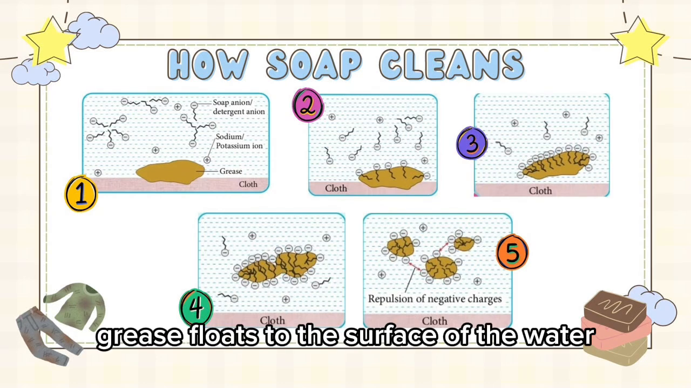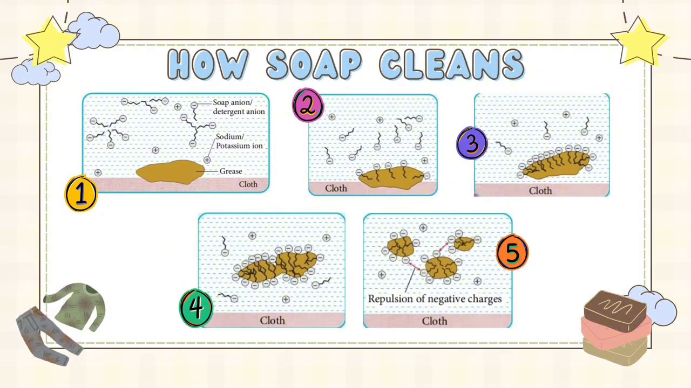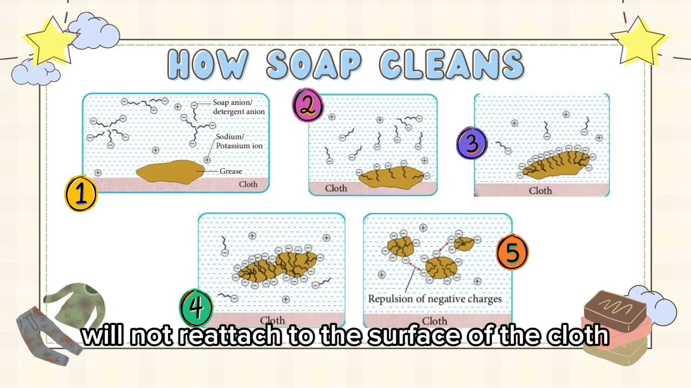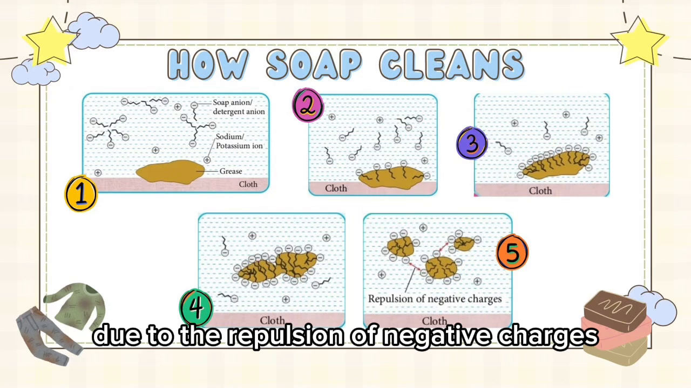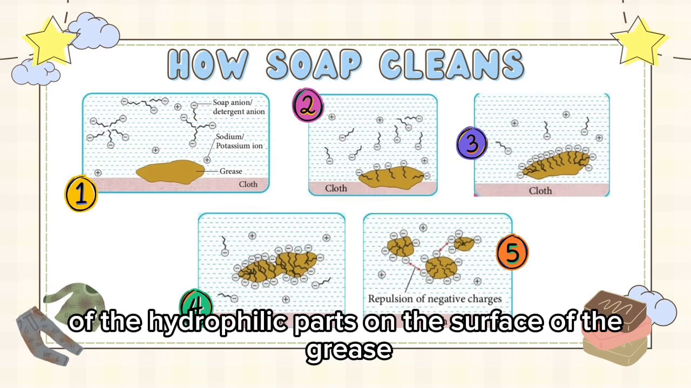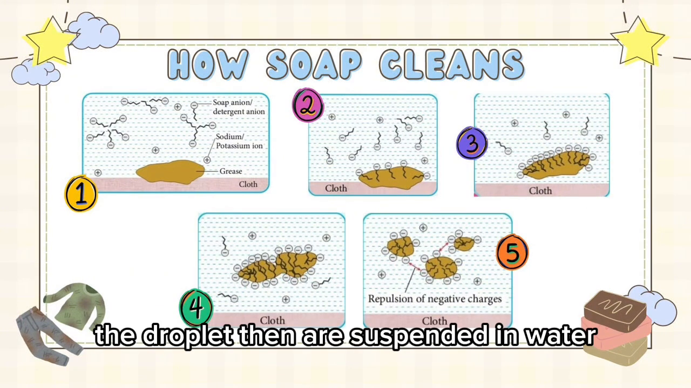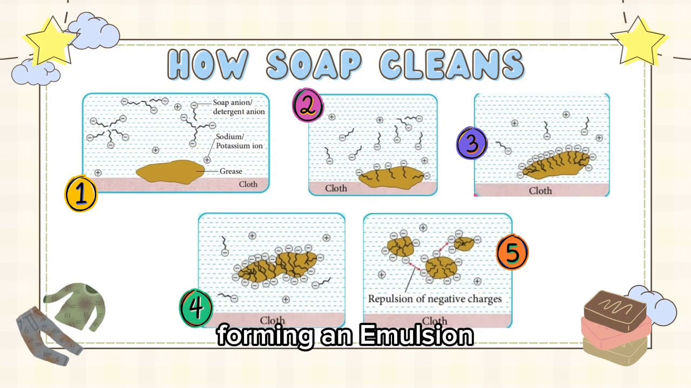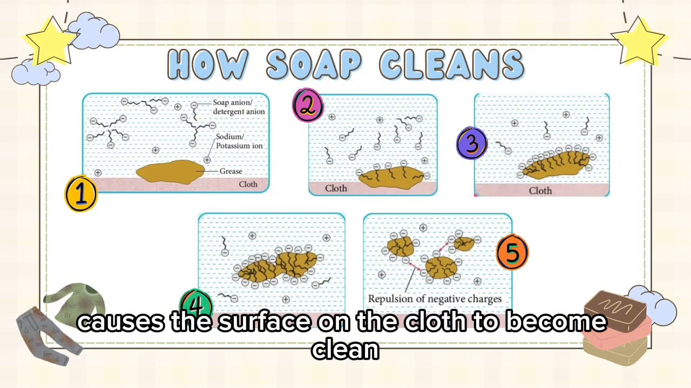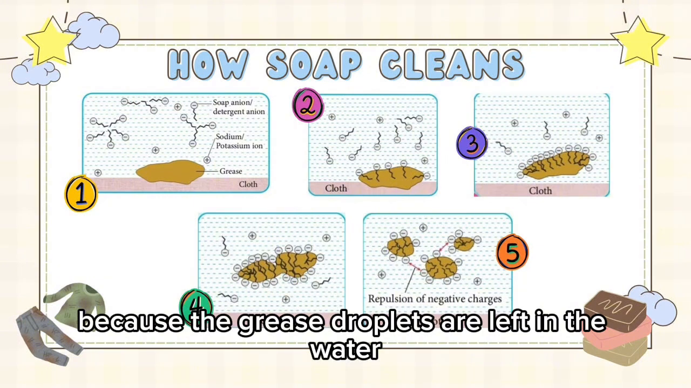Grease floats to the surface of the water and will break into small droplets. The small droplets will not reattach to the surface of the cloth due to the repulsion of negative charges of the hydrophilic parts on the surface of the grease. The droplets then are suspended in water, forming an emulsion. Rinsing with water causes the surface of the cloth to become clean because the grease droplets are left in the water.